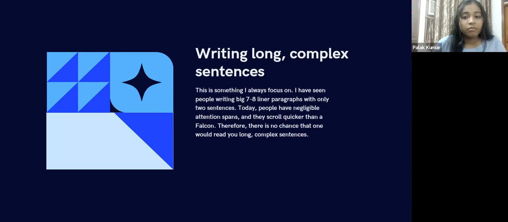Next is writing long, complex sentences. This is terrible at times. I have seen people writing 7 to 8 liner paragraphs with just 2 sentences. People today, including me, have very little attention span. And even I cannot follow through a very long complex sentence.